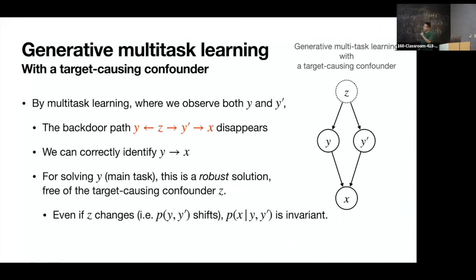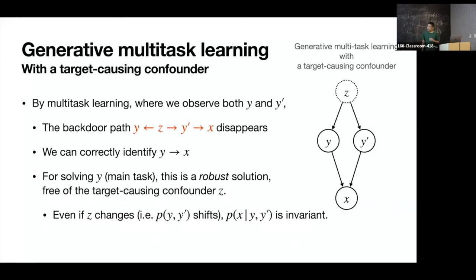However, if we actually do multitask learning by looking at both Y and Y prime, both the main and the auxiliary task, this backdoor path that was open going from Y to Z to Y prime to X is closed by the d-separation principle. By doing so, assuming that everything is perfect beyond that, we can now correctly identify the causal influence of Y and Y prime on X. So we now know what influence the choice of Y has on X directly.